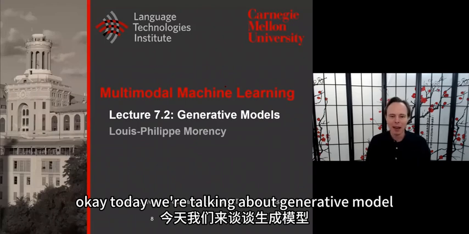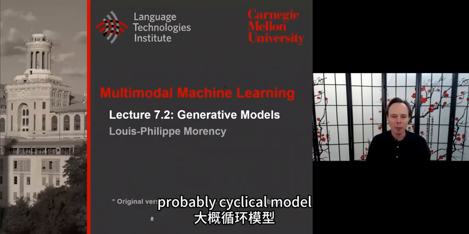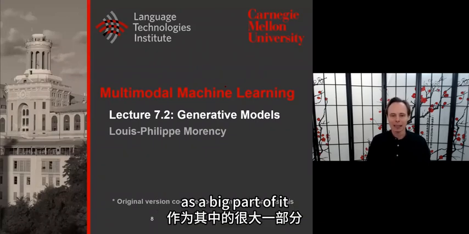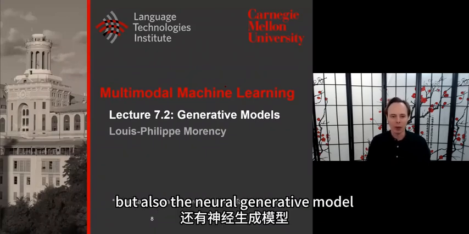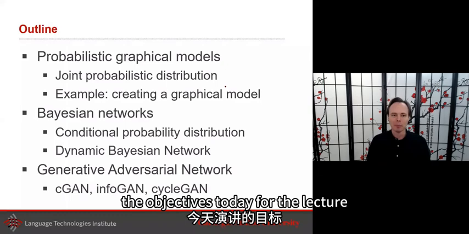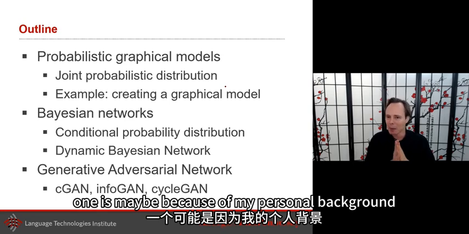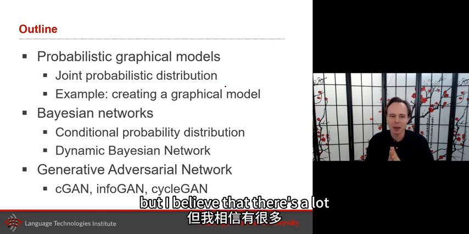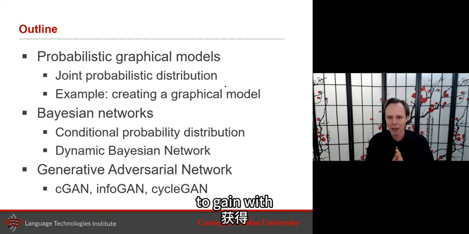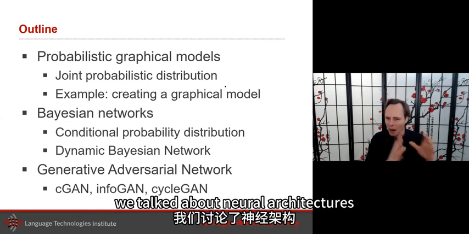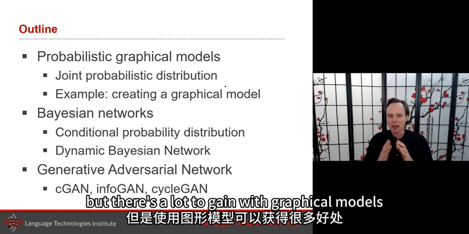Okay, today we're talking about generative models, probabilistic graphical models as a big part of it, but also the neural generative model. The objective today for the lecture, there are three main parts to the lecture today. One is maybe because of my personal background, but I believe that there's a lot to gain with, we talk about neural architectures in the past few weeks, but there's a lot to gain with graphical models.